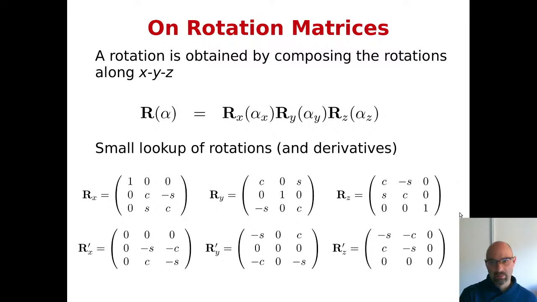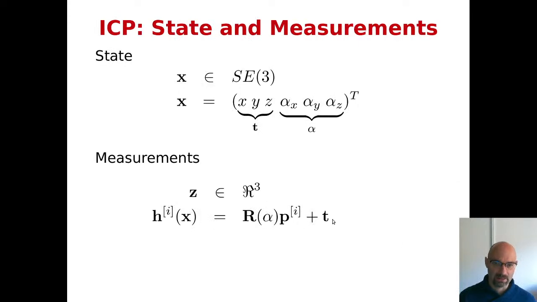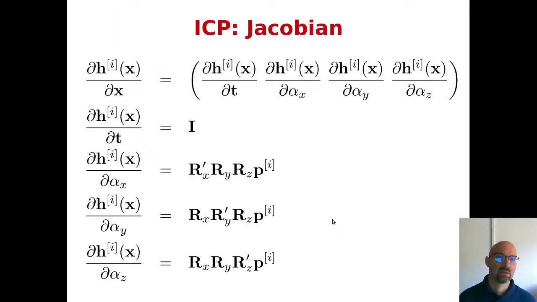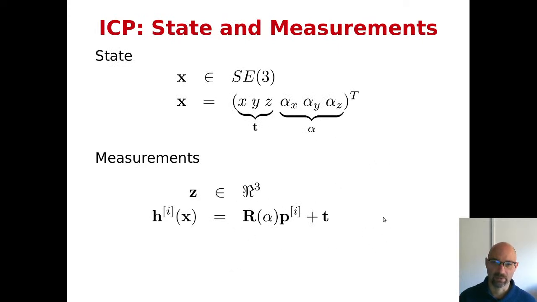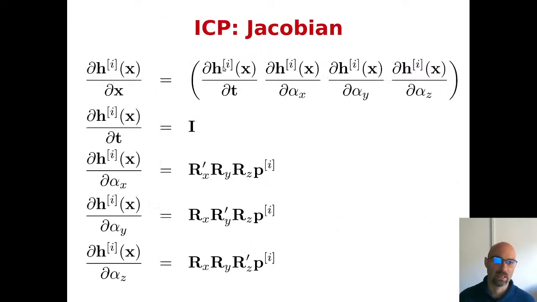Having written my rotation matrix in this form, I could go back and expand this formula here, highlighting the role of the rotation matrices. The Jacobian of ICP in 3D will be 3 by 6, because the measurement is of size 3 and the state is of size 6. The first part will be the derivative of h with respect to the translation part, which, if you recall, is the identity. t has dimension 3, so the corresponding block will be 3 by 3, and I put an I here.